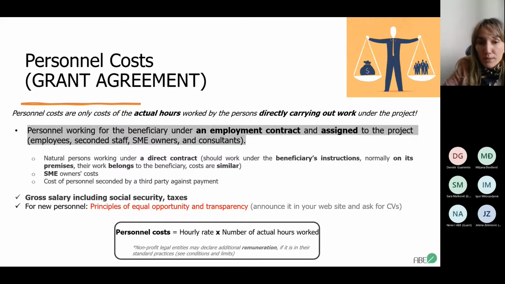So we have a formula that is pretty much the same, of course. We have personnel costs now, not estimation. So we have hourly rate and number of actual hours worked. One thing to keep in mind here is that non-profit legal entities could also declare the additional remuneration if it's in their standard practices. So you may check this within the conditions and limits.